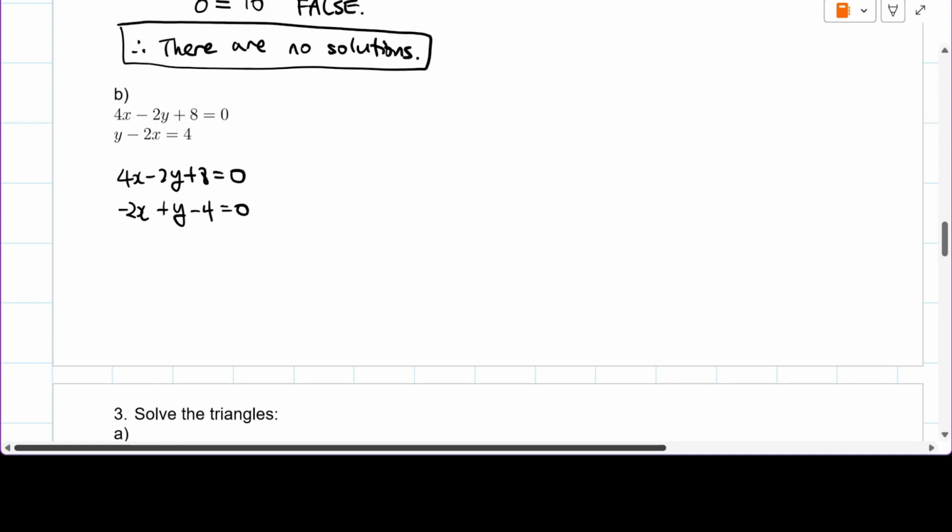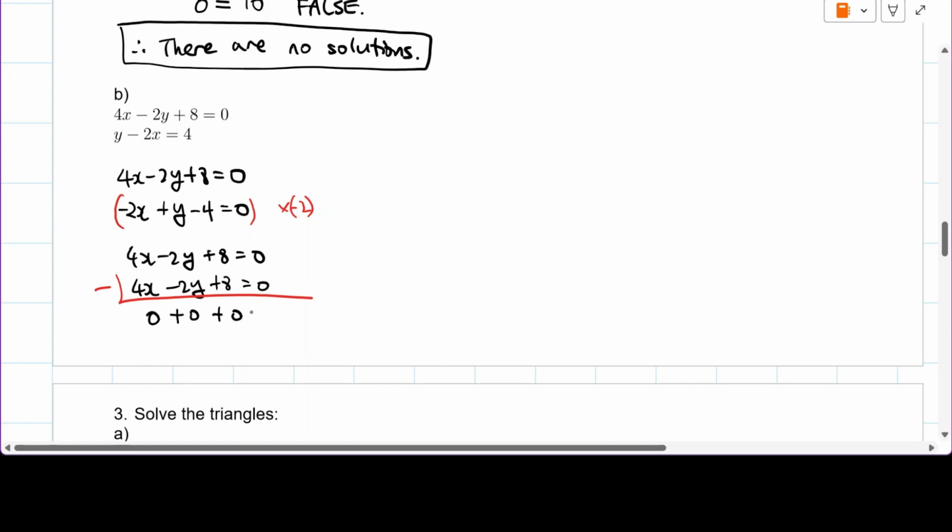Now, to do the elimination, I need to match the coefficient. So I'm going to multiply the second equation by negative 2 so that my x values are matching. So that's going to be 4x minus 2y plus 8 equals 0. And the second line is 4x minus 2y, and then plus 8 equals 0. And then we do the elimination. So that's going to be 0 plus 0 plus 0 equals 0, which is 0 equals 0. So at this point, I realized that the left-hand side and right-hand side are completely equal to each other, which means this is a true statement.